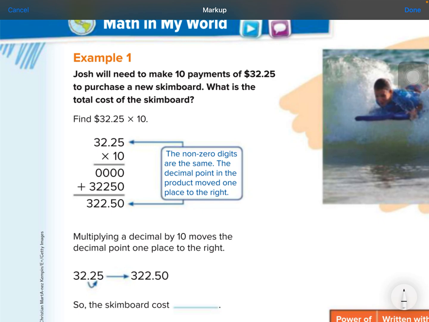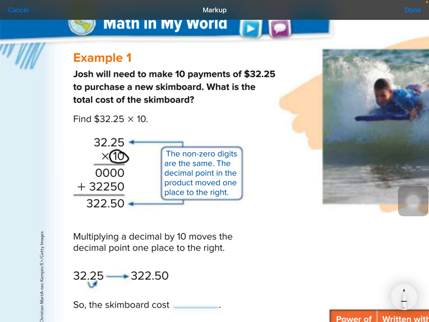Let's begin. Josh will need to make 10 payments of $32.25 to purchase a new skimboard. What is the total cost of the skimboard? So what we do is we take 32.25 times 10. Now, the non-zero digits are the same. The decimal point in the product moved one place to the right. So it's kind of nice when you have something like this.